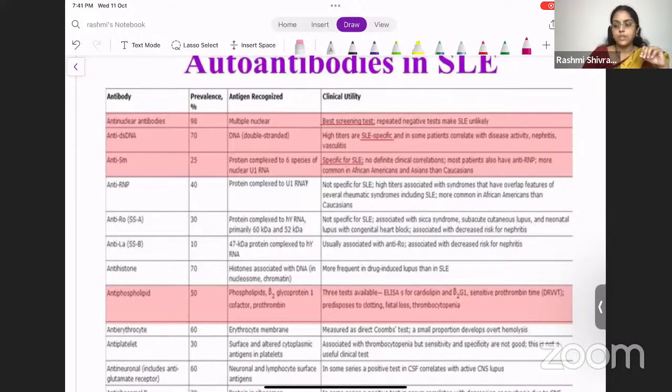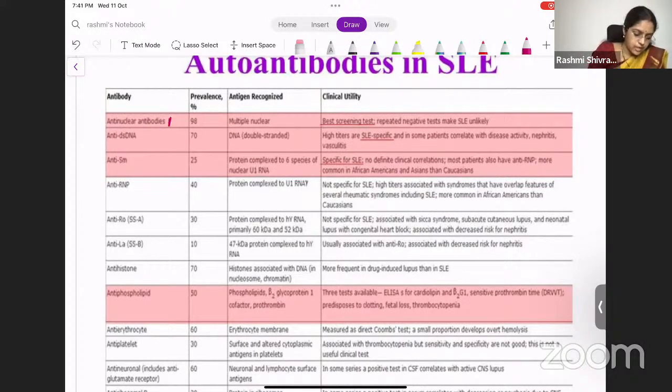In MCQs, it will be very, very helpful. So it is very, very high yielding. I would like all of you to pay some attention here. It's a very busy slide, but it is very easy once you start understanding it. I will highlight the important points in this. Okay. So first of all, let us talk about ANA, right?